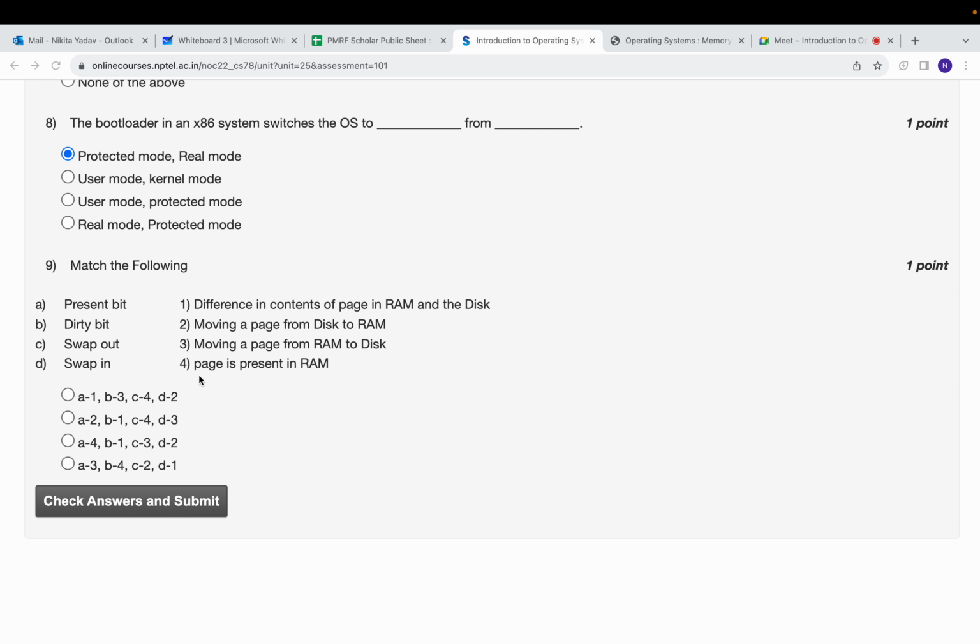Present bit means the page is present in RAM. Yes. Dirty bit means that there is a difference in the content of the page between RAM and disk.